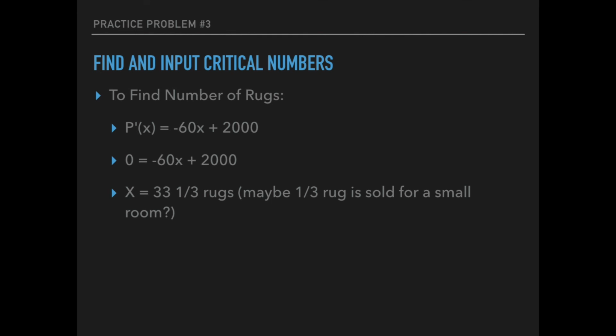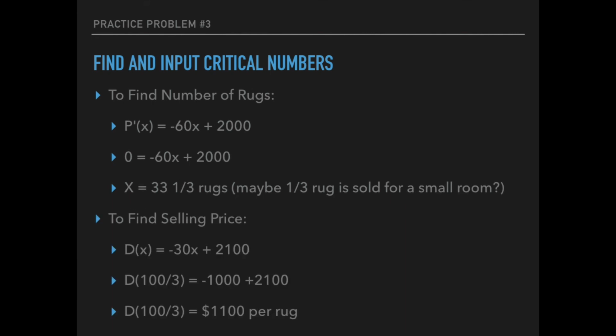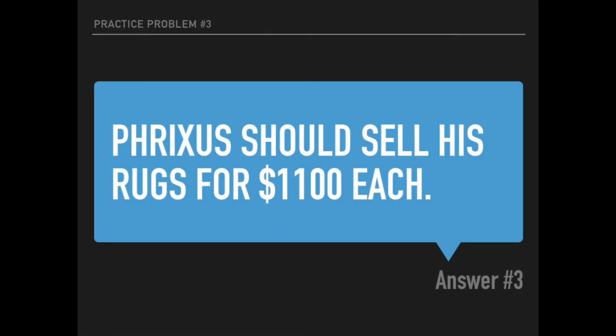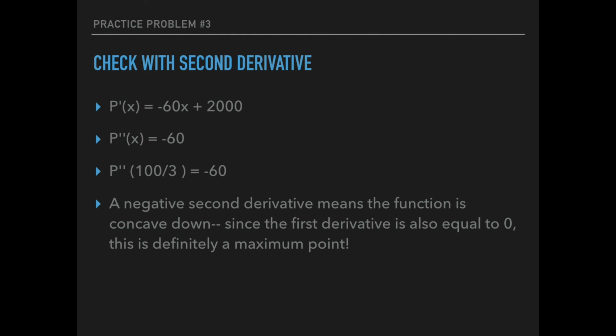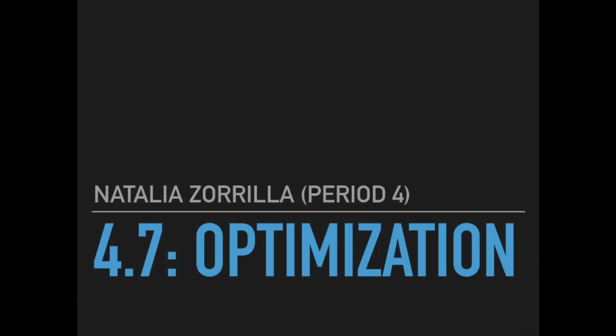We're not done yet, though, because we need the price of the 33 1/3 rugs, and for that, we need the demand function we found earlier. We see that Thrixus should sell his rugs for $1,100 each. We can also check 100/3 with the second derivative test. P double prime of x is -60, and so is P double prime of 100/3, so that right there is optimization. Just stick with the process and you can't go wrong. See you around!